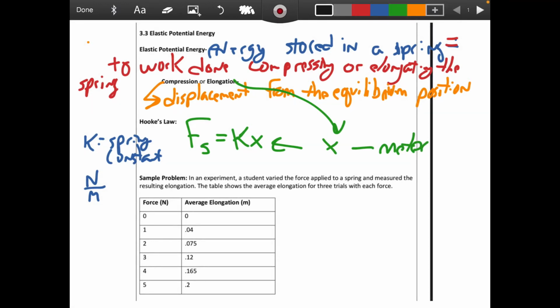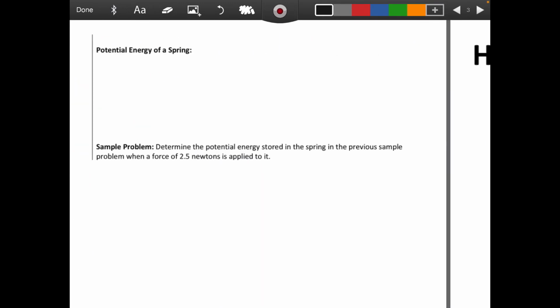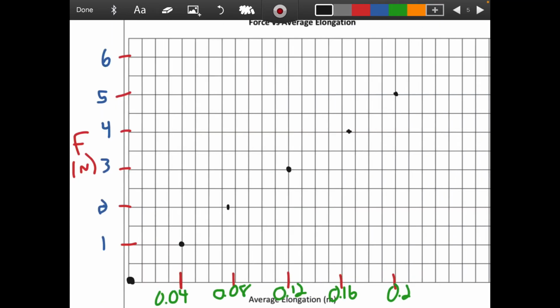Okay, and we're going to do this experiment virtually, but you can vary the amount of force that's applied to the spring and measure the distance that the spring is stretched or elongated. So I'm going to give you a second to pause the video, plot these points on the graph in the notes, and then we will go over it in a second. Okay, so I plotted my points. Make sure that you have units on the axis, and your graph always has a title.